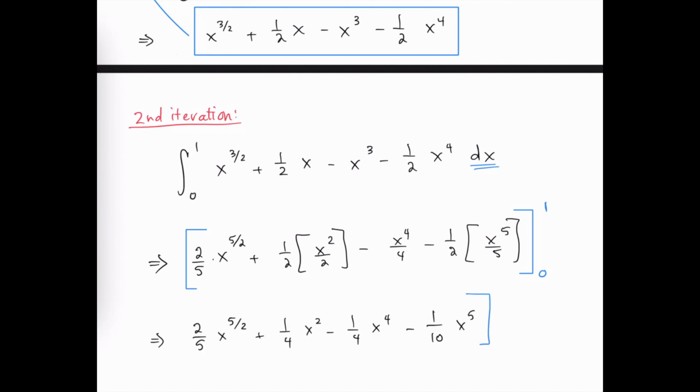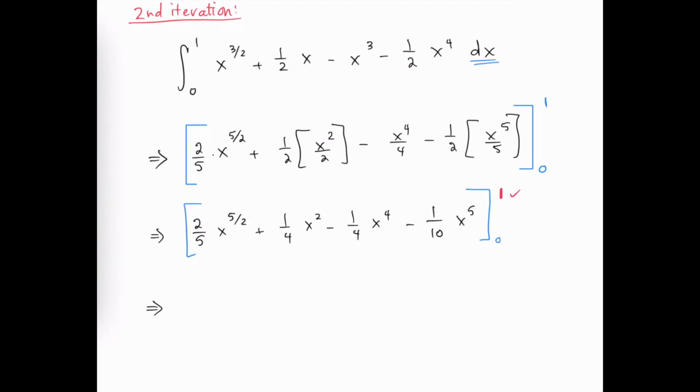Before I plug in my limits, I'm going to go ahead and simplify everything just a tad bit. And then let's plug in the upper limit of 1, and then subtract. Plugging the lower limit of 0 in is just going to give me 0 in all of those spots. And this all turns out to be 3/10, which is our final answer.